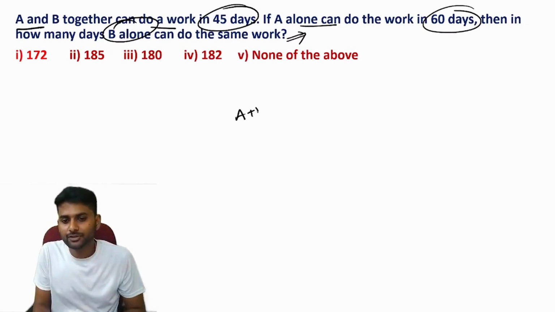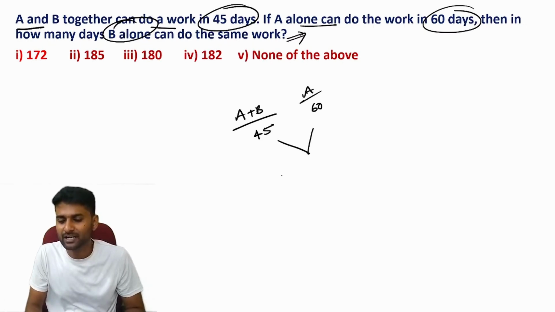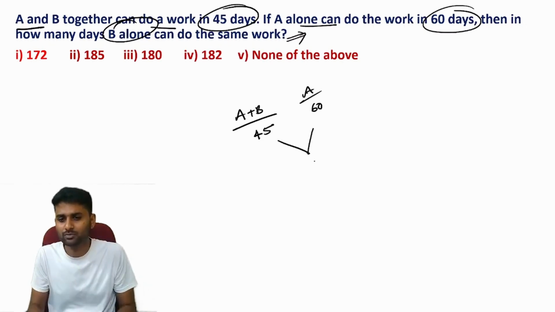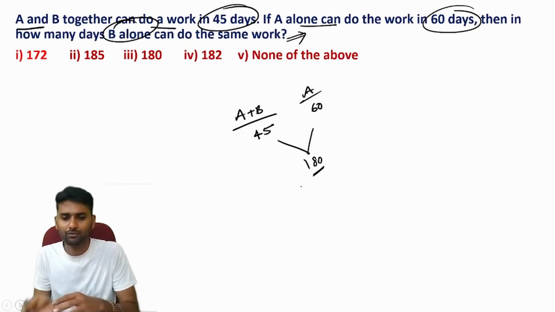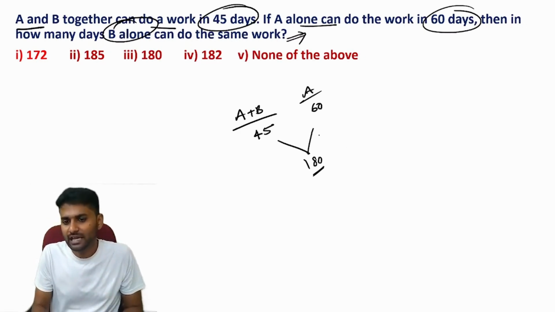Now see, A and B together complete it in 45 days. A alone can complete the work in 60 days. Now you have to identify the common multiple. The common multiple is 180. So you will get 180 in the 45 table and the 60 table. Efficiency of A is 3 units. Efficiency of A plus B is exactly 4 units.